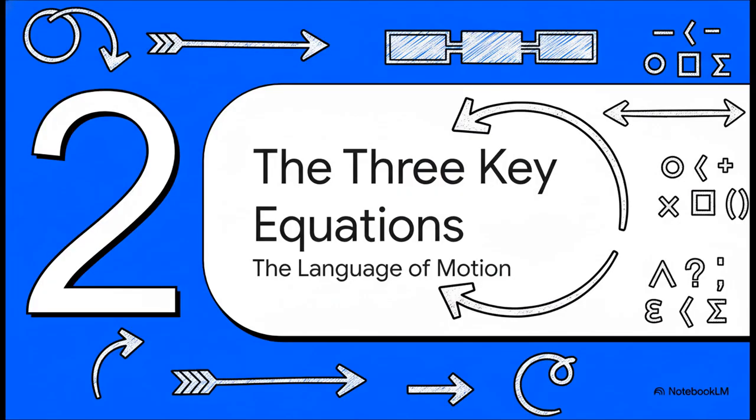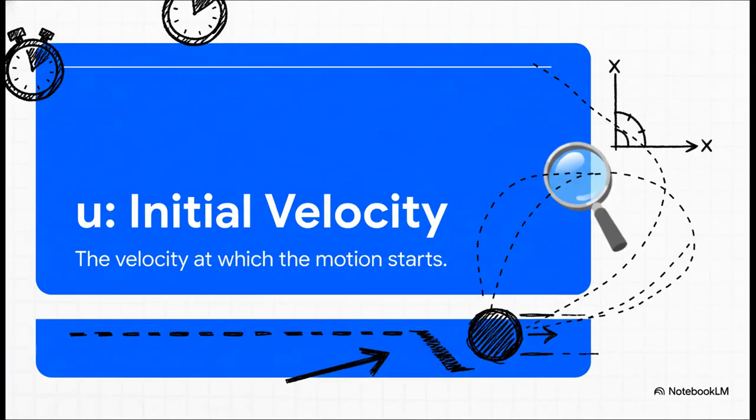But before we just write down the equations, we first need to learn their language. We have to understand the meaning of each symbol they use, like learning an alphabet. First up, we have the letter u. This represents the initial velocity. It's simply the velocity of the body right at the beginning, the moment we start observing it.